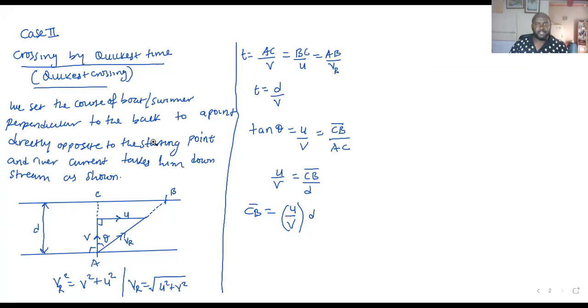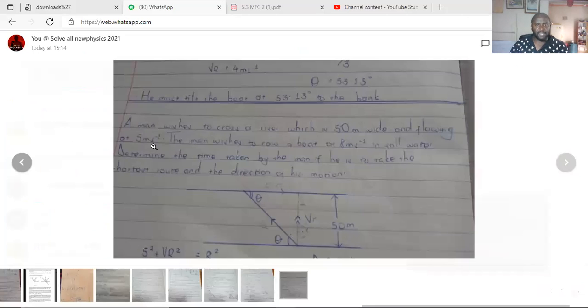Okay. There's an example here that I would like us to share. It says a man wishes to cross a river which is 50 meters wide and flowing at 5 meters per second. The man wishes to row the boat at 8 meters per second in still water. Determine the time taken by the man if he is to take the shortest route and the direction of his motion.